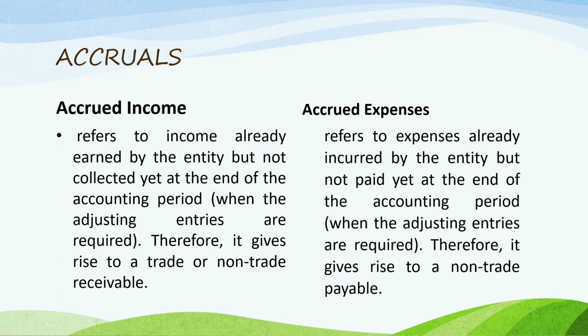For example, an unpaid rent. Debit rent expense and credit accrued rent expense or rent payable. Therefore, it gives rise to a non-trade payable. For example, if the unpaid expense is light and water, debit light and water expense and credit light and water payable or accrued light and water expense.